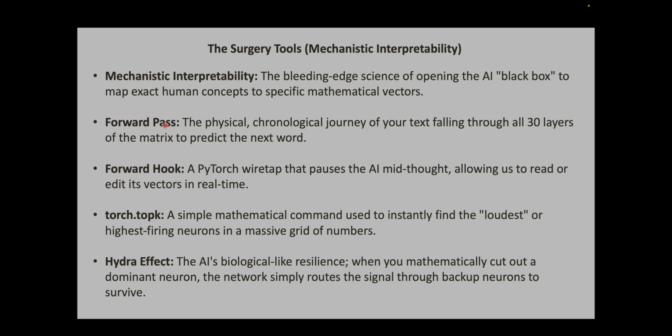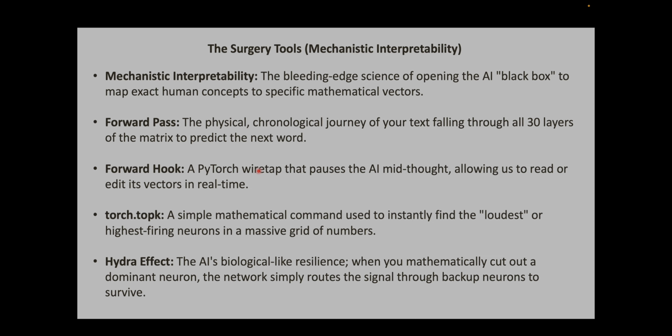And then there are forward pass, forward hook, and torch top K. This is something that I've used in code, and I'll show you an example so we'll understand it better there. But from a theoretical standpoint, the forward pass is the physical chronological journey of your text falling through all 30 layers of matrices to predict the next word. So that's pretty simple.